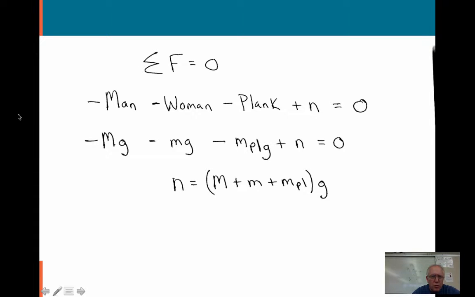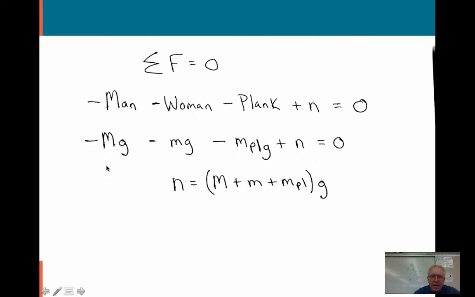All right, so the forces. There is the force of the man going downward. That's his weight. There is the force of the woman going downwards. We use that as a negative. There's her weight. There is the force of the plank going downward. That's the weight of the plank. So the mass of the plank multiplied by g, the acceleration due to gravity, plus the normal force, which is the only force going up, and all those will equal to 0.